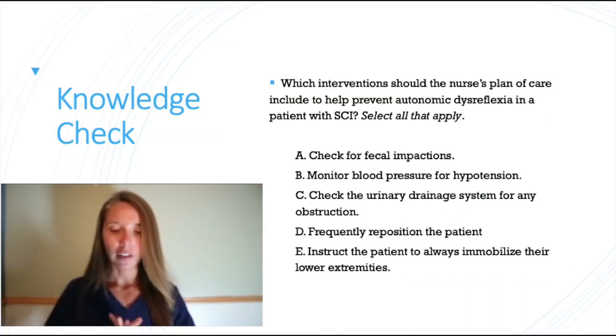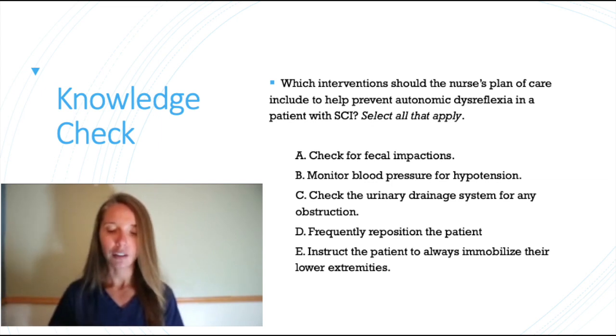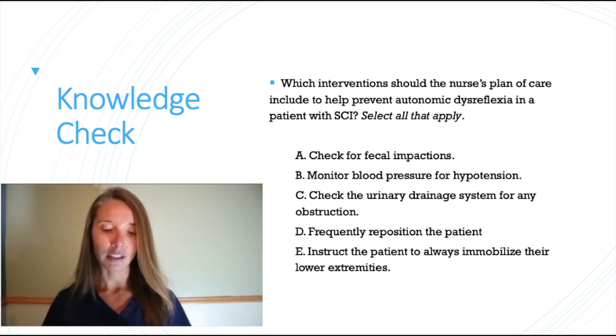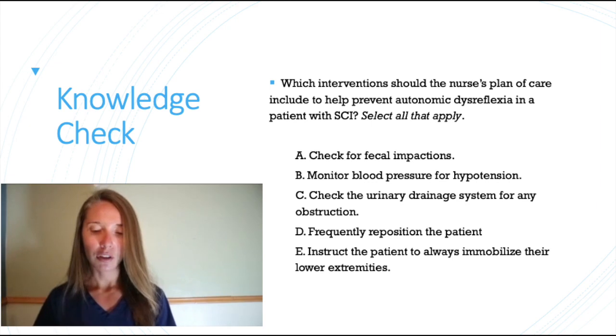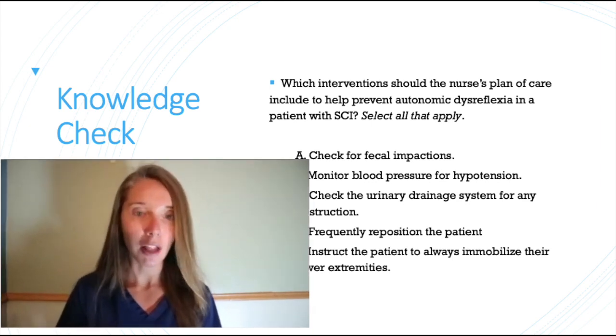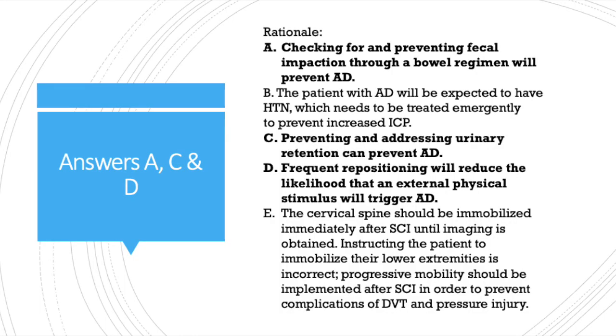And let's do a little knowledge check question. Which interventions should the nurse's plan of care include to help prevent autonomic dysreflexia in a patient with spinal cord injury? Select all that apply. If you selected A, C, and D, you would be correct.